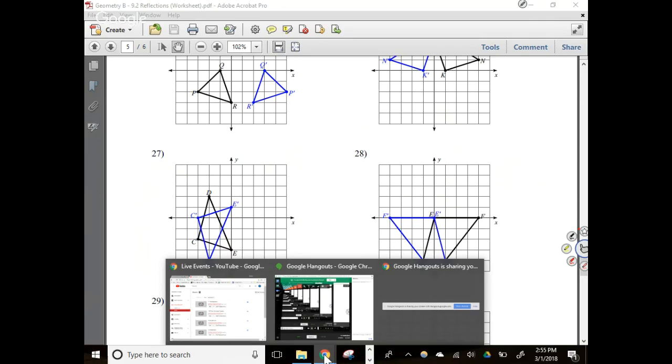Okay, so ladies, you have worksheet for homework. Next time I see you, you do a quiz on reflection, and then we're talking about rotations tomorrow.